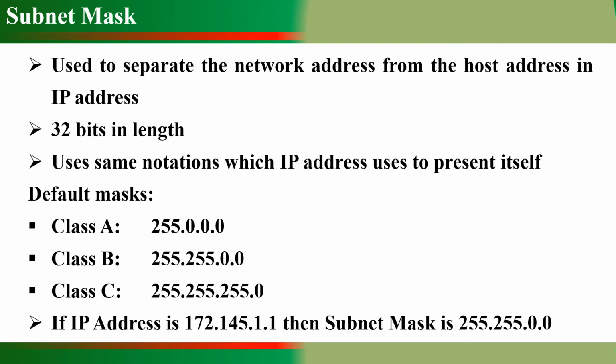If the IP address is 172.145.1.1, then the subnet mask is 255.255.0.0 because the address belongs to class B.